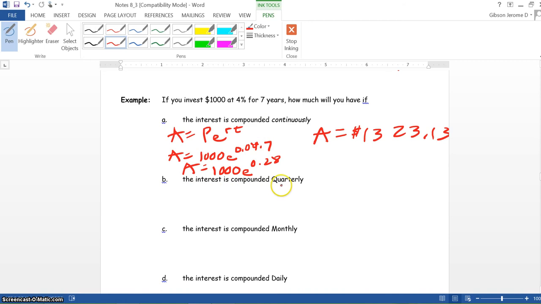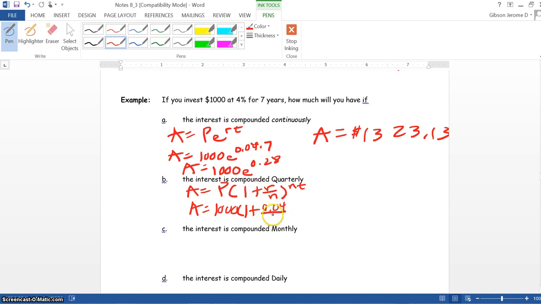Now we want the interest compounded quarterly. So we will have A is equal to P times 1 plus r over n to the nt. So we will have A is equal to P is 1,000, 1 plus the rate is 0.04.